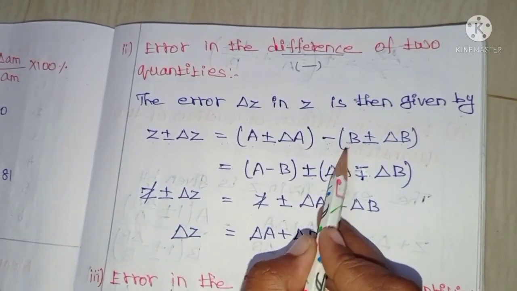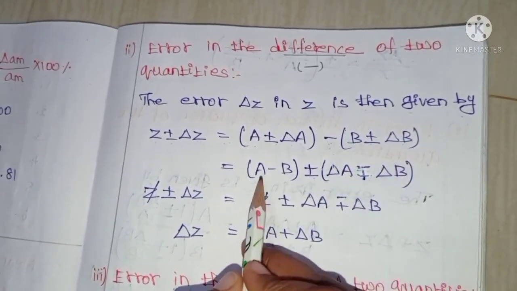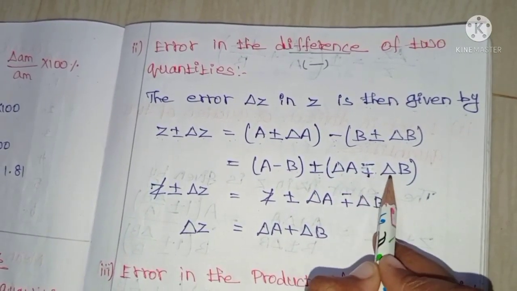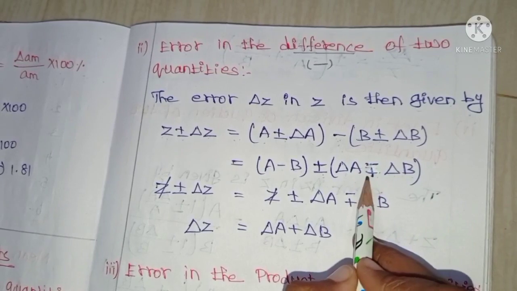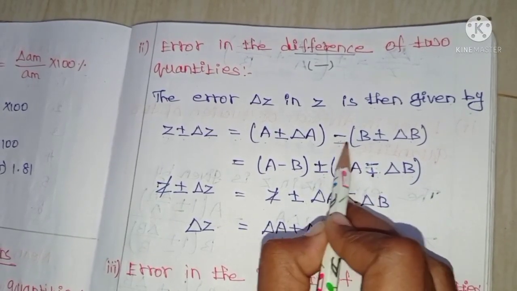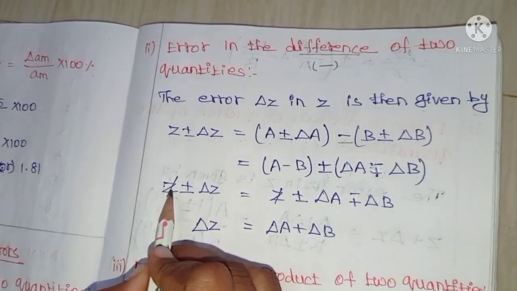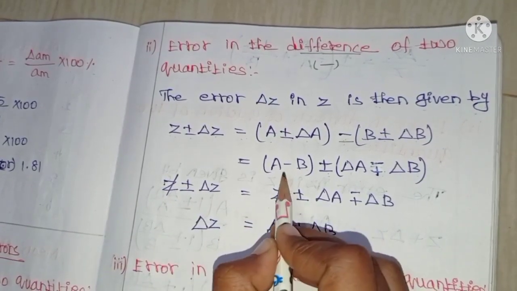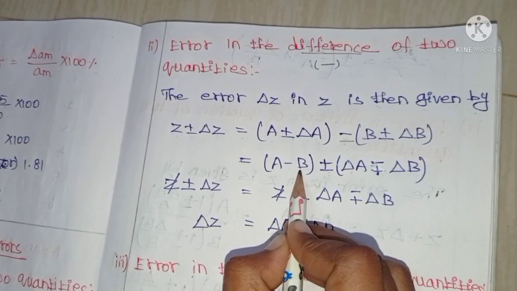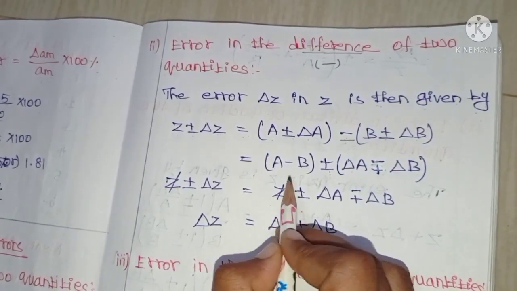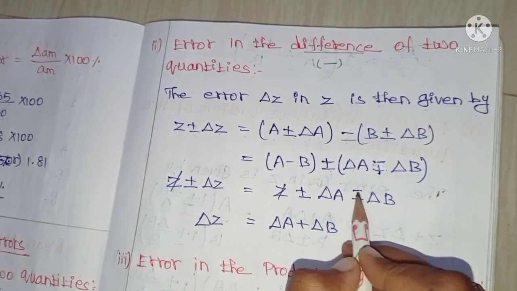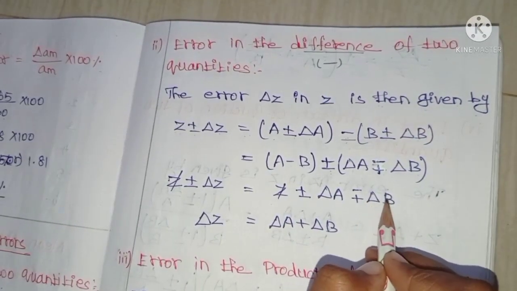Now we are grouping A and B on one side and the dels on the other: A minus B plus or minus del A minus or plus del B. Why are we writing minus or plus here? Because of this minus sign. Next, Z plus or minus del Z is equal to this. Instead of A minus B, we can write Z, that we have seen previously. So Z plus or minus del A minus or plus del B.